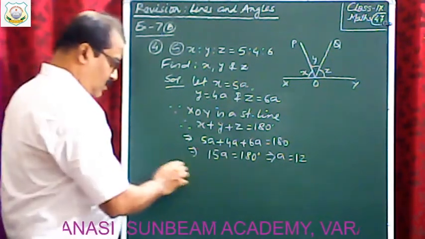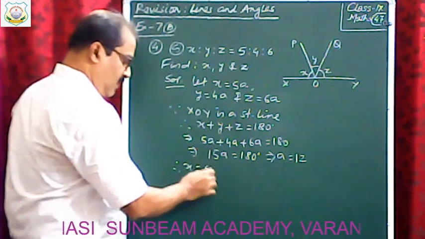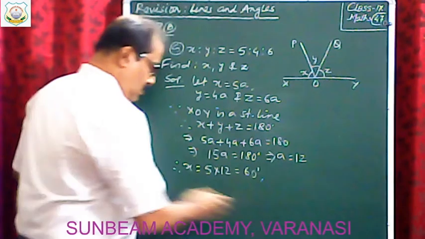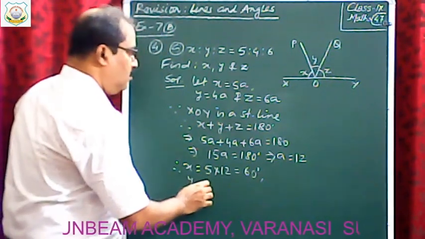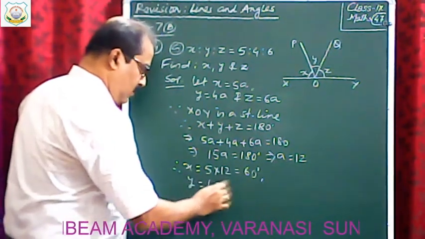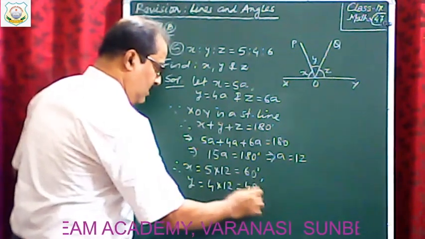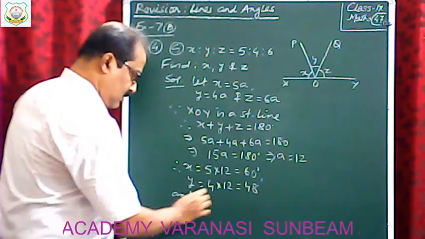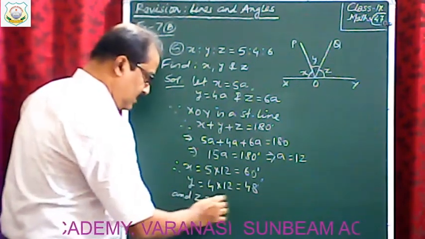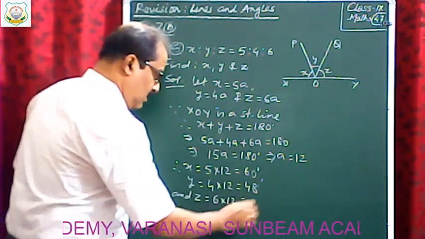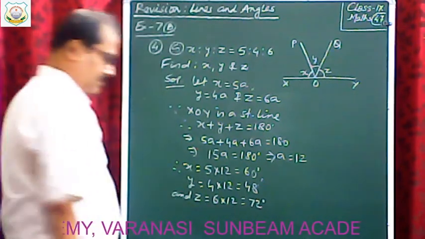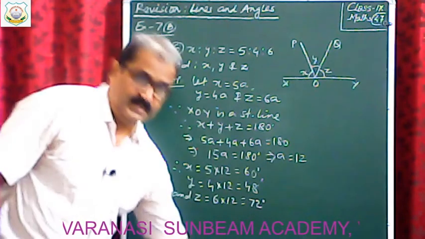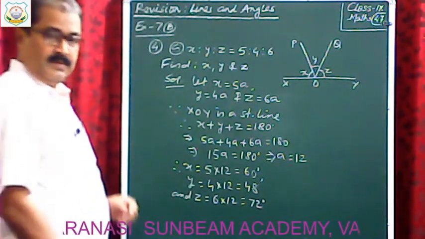So therefore, x equals 5a, 5 into 12, 60 degrees. y equals 4a, 4 into 12, 48 degrees. And z equals 6a, 6 into 12, that is 72 degrees. Okay, so simple but important.